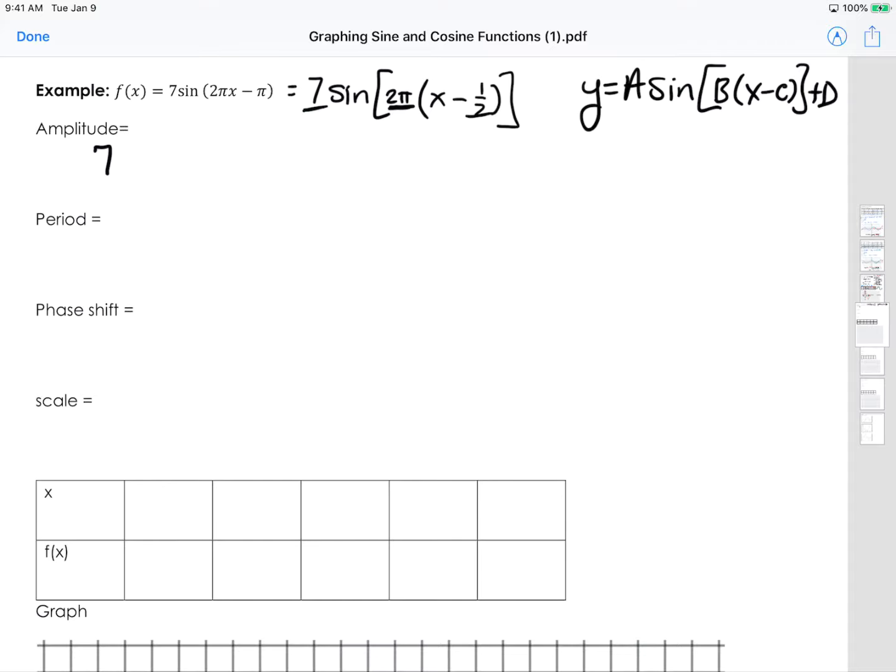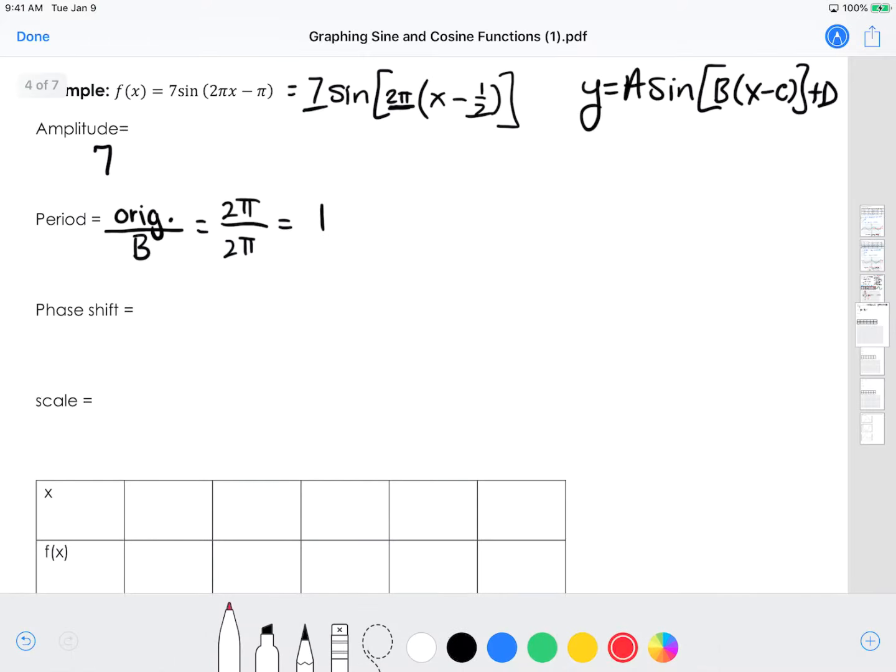My period, I'm going to take whatever the original period is from the mother function and divide by my value of b. That's the number that's in front of the x. Since this is a sine function, my original period is 2 pi. And then I'm going to divide by my value of b, which in this case is 2 pi. Right here, that's my b. The b is what's in front of the parentheses or in front of my x.